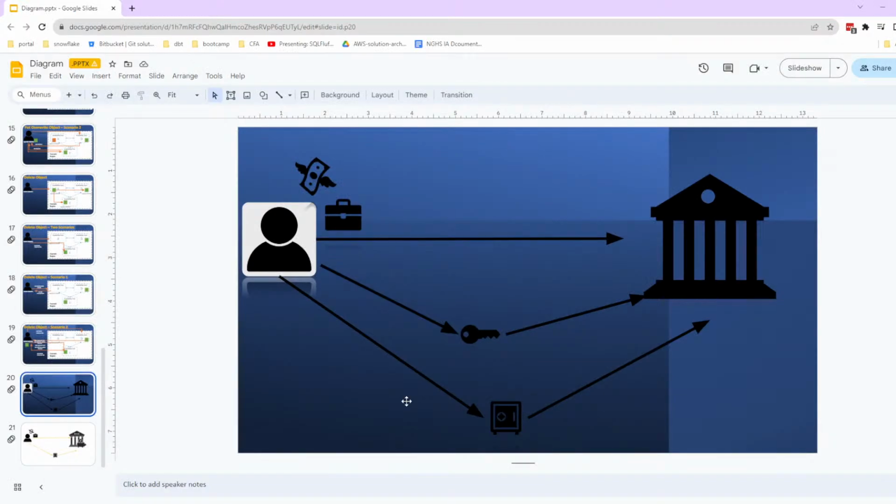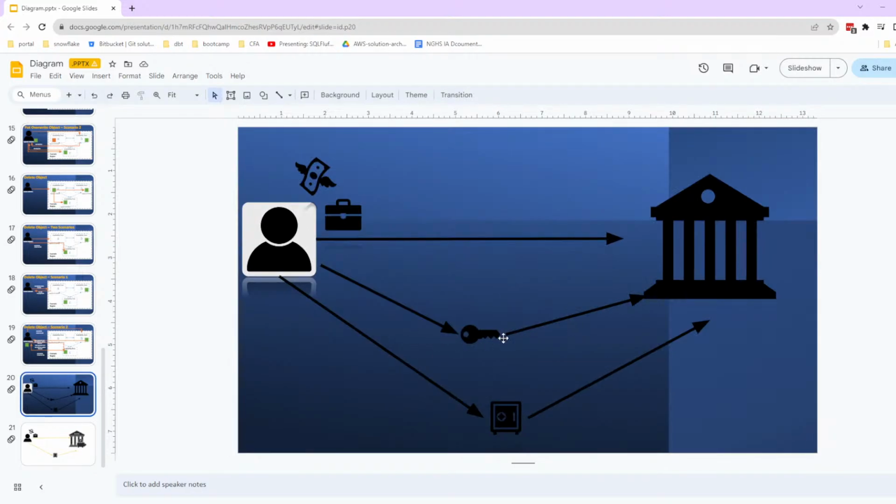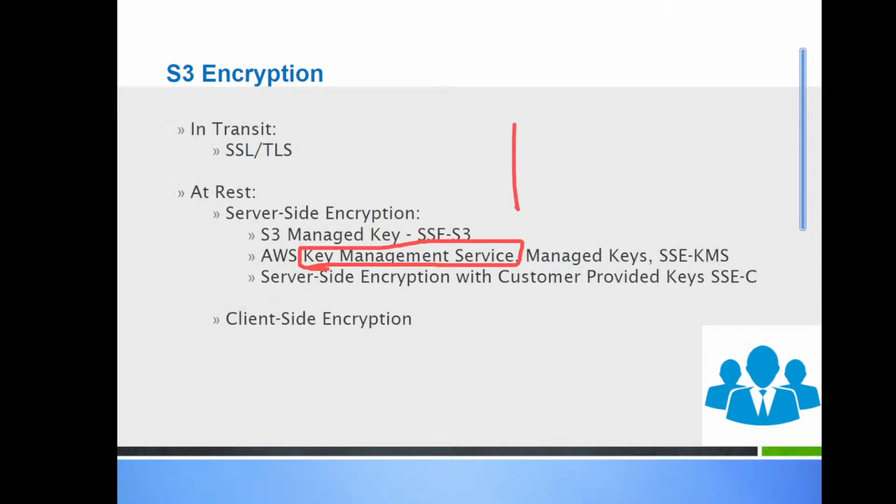You can compare this with the second scenario where the bank is providing security but the key is managed by you. So if you lose the key, if you are not maintaining the key, you will not be able to decrypt your data. So this is called the Amazon managed key, the Amazon Key Management Service. First is the S3 managed key, SSE-S3, which is the short form for that. Second is the AWS Key Management Service managed key, that is SSE-KMS. KMS is basically Key Management Service.